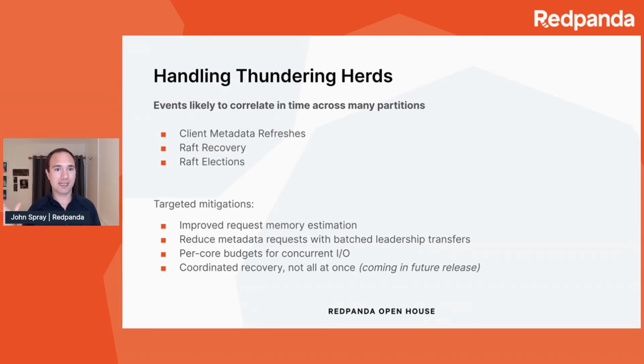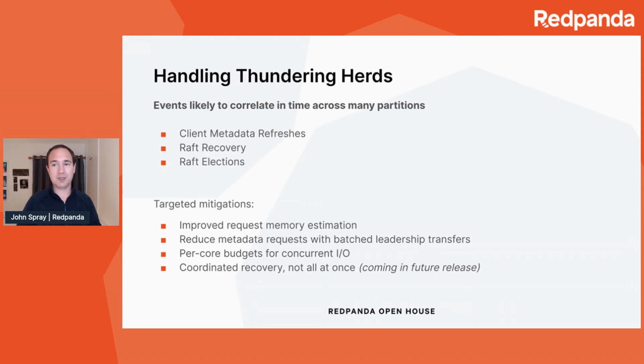So rather than trickling in leadership movements as we balance work across the cluster, we batch them up into larger movements, and that reduces the total number of metadata requests. When it comes to the raft layer, we introduce per core budgets for how many of these operations we'll do in parallel. And that implicitly limits the number of concurrent IOs, which implicitly limits the peak memory usage.